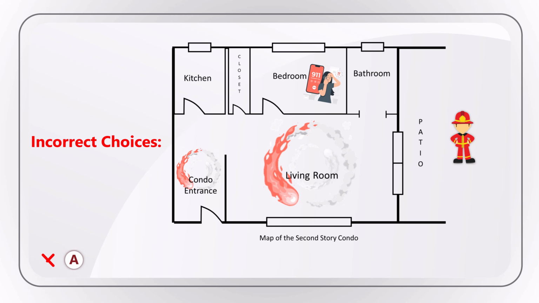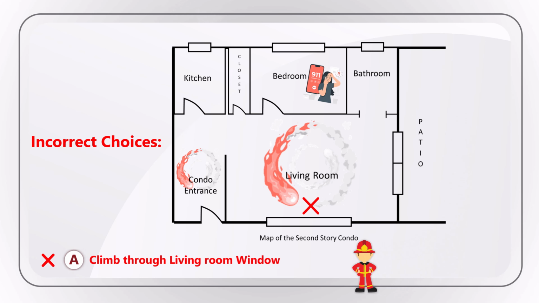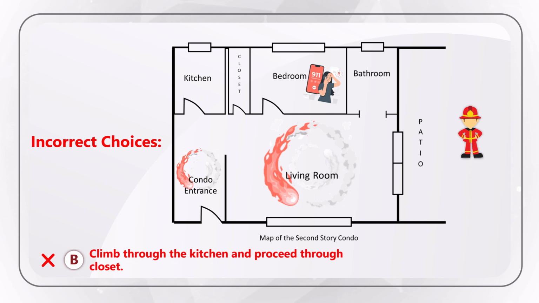Choice A, climb through the living room window. It's a bad route because living room is on fire and we wouldn't be able to enter into the bedroom through the living room. Choice B, climb through the kitchen and proceed through closet.